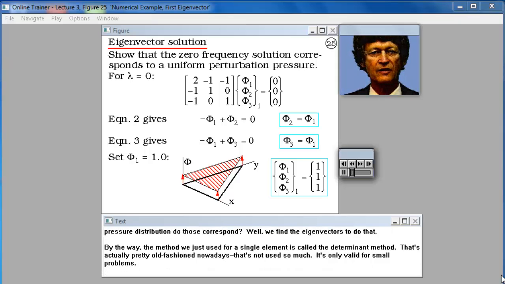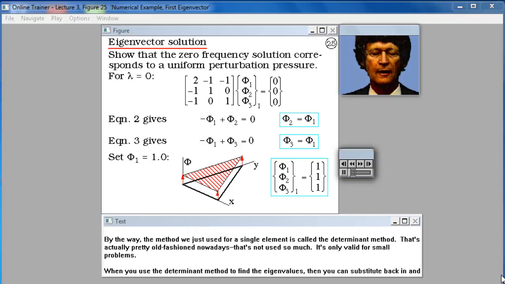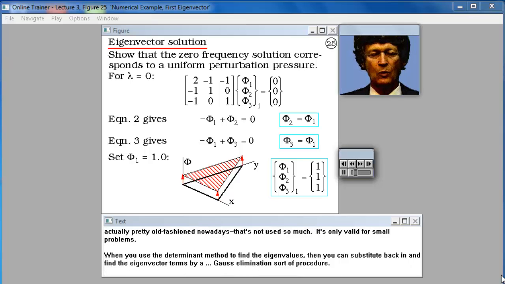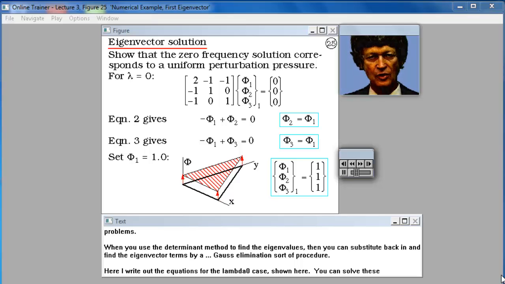Now, to what kind of a velocity and pressure distribution do those correspond? Well, we find the eigenvectors to do that. And by the way, the method that we just used for a single element is called the determinant method for finding the eigenvalues. That's actually pretty old-fashioned nowadays. That's not used so much. It's only valid for small problems. When you use the determinant method to find the eigenvalues, then you can substitute back in and find the eigenvector terms by elimination, by a Gauss elimination sort of a procedure.